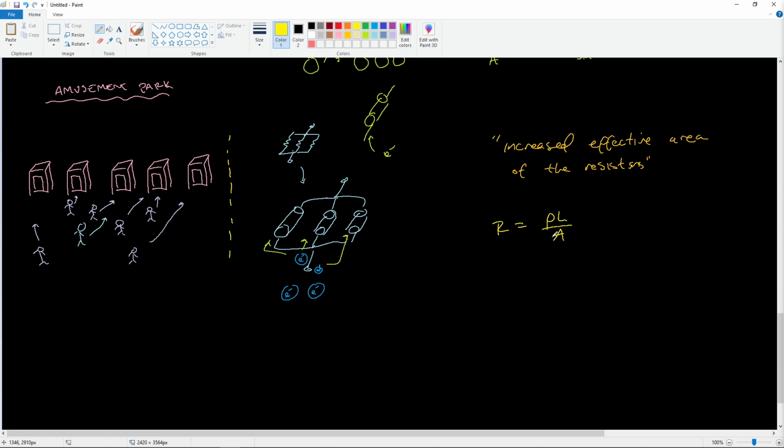But we've made it easier for electrons to flow through the resistors. And that follows in this equation, right? Because if resistance is inversely proportional to area, then when we increase area, we make it easier for electrons to flow through. We get a decreased resistance. So there we go. Those are nice explanations.